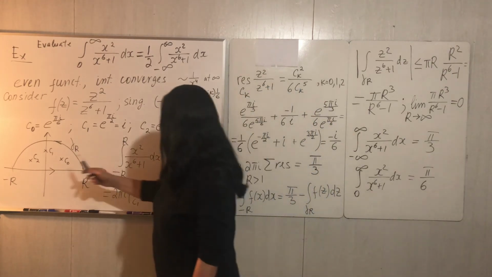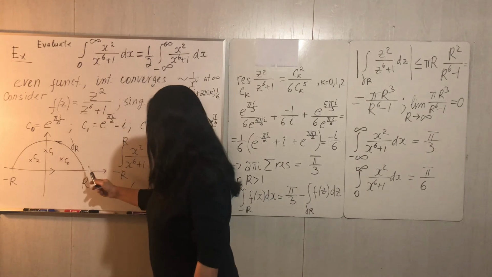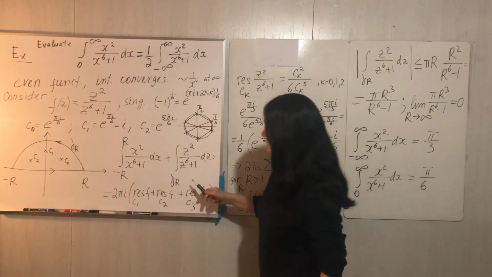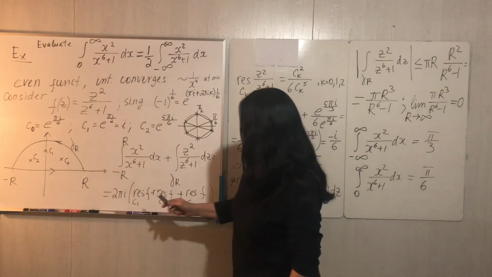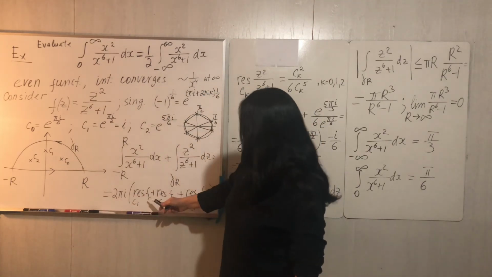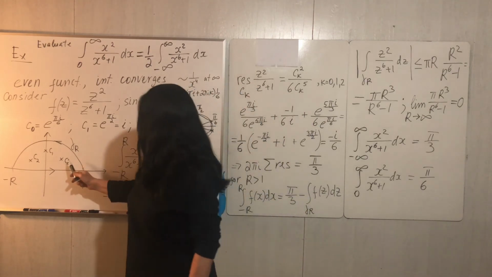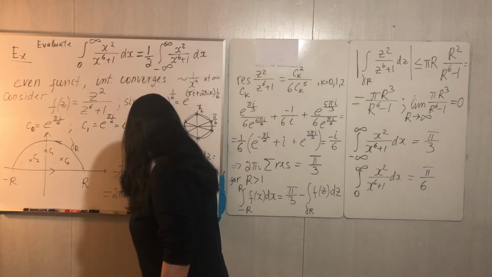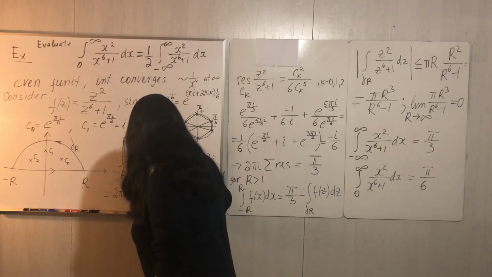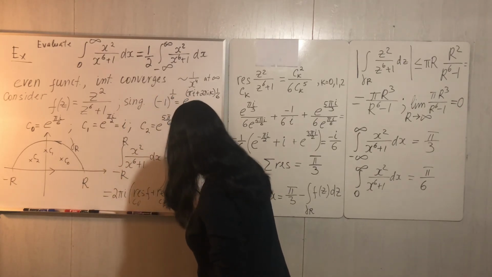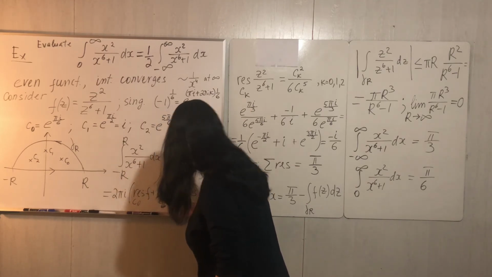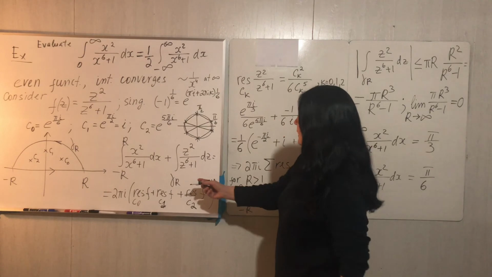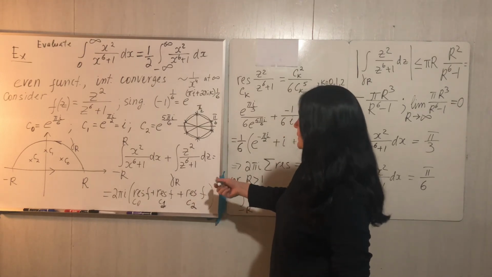So we write this residue theorem: the integral from -r to r plus the integral along this circular arc, and that would be equal to 2 pi i times the residues at these points, c sub 0, c1, and c2. And let's compute these residues.